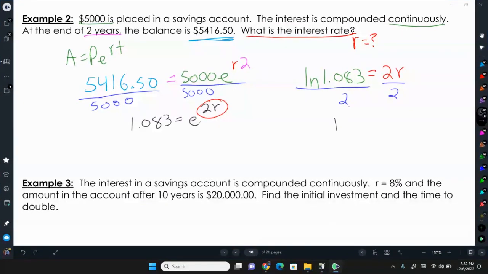So R equals 0.04. The question didn't ask what R is, it asked what the interest rate is. So the rate is 4%, because we move the decimal back twice.